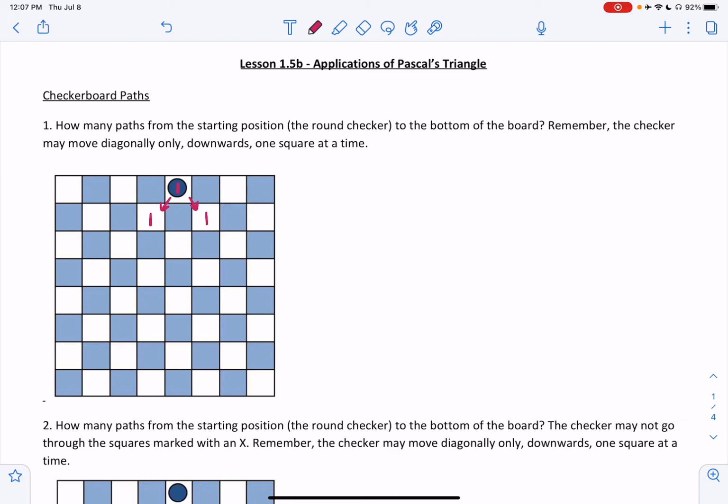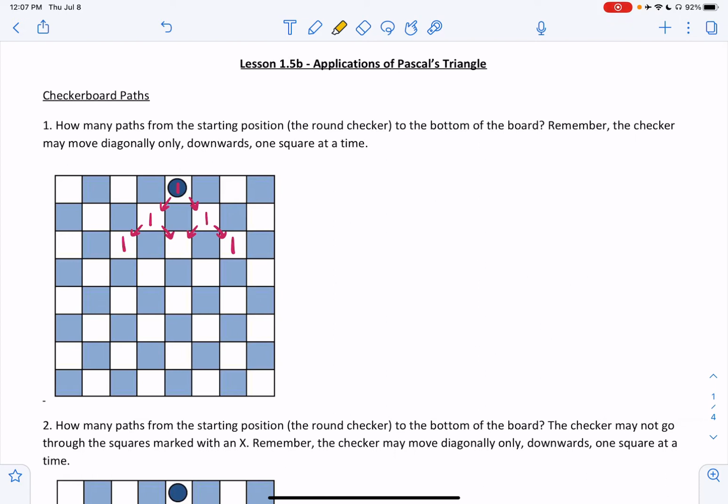Now from these two spots, we can continue moving diagonally and downwards. So we could move over here or over here. We could move over here or over here. Now for the end ones, there's only one way to get there. I go here and I just keep going that way. There's no other way for me to get to that spot. Same with this way over here. No other way for me to get to that spot.